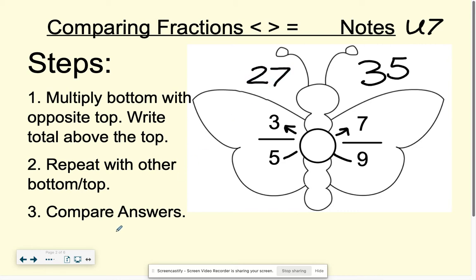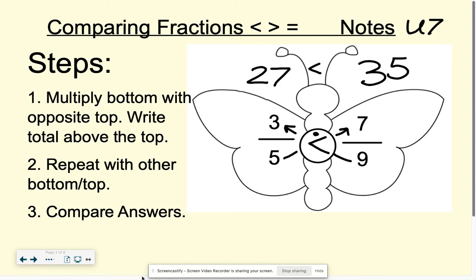Now we're going to compare our answers. That's step 3. We have a 27 and we have a 35. Well, I know that 35 is bigger than 27. So my Pac-Man is going to eat the fraction where that 35 showed up on. And we are then going to find out that 3/5 is less than 7/9.